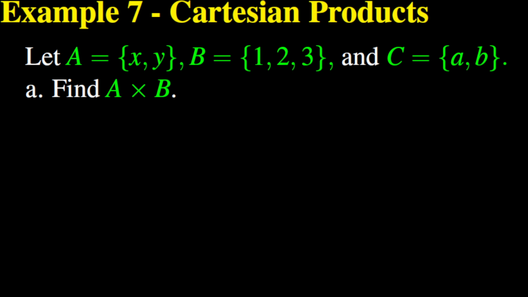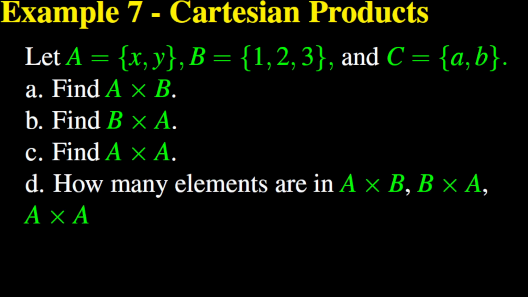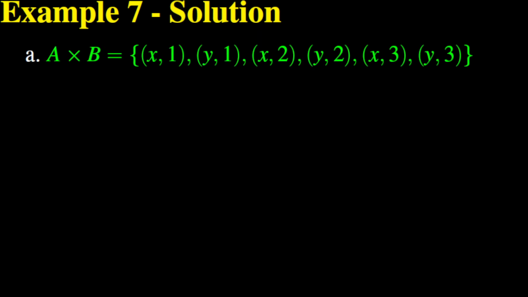Question A: find the Cartesian product A times B. Question B: find the Cartesian product B times A. Question C: find the Cartesian product A times A. Question D: how many elements are in A times B, B times A, and A times A? Let us go over the solution.